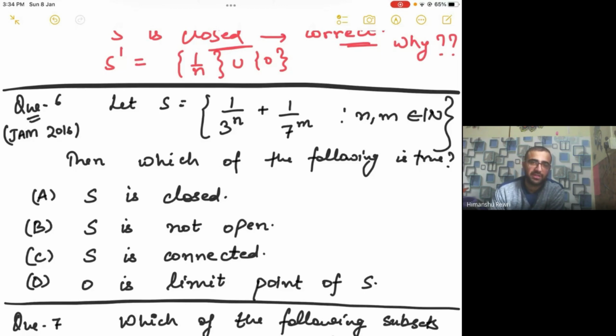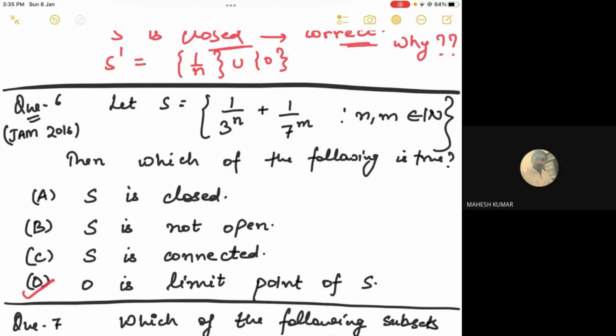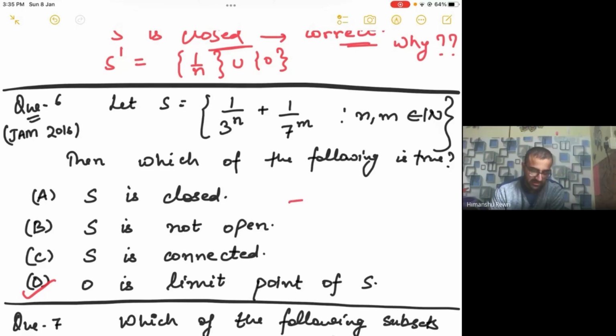So 0 is clear, like when n and m are tending to infinity, then 0 will be a limit point. When we take the neighborhood of 0, there are infinitely many points of S, such that the intersection with the neighborhood of 0 is non-empty. Fine. What about A, B, and C?